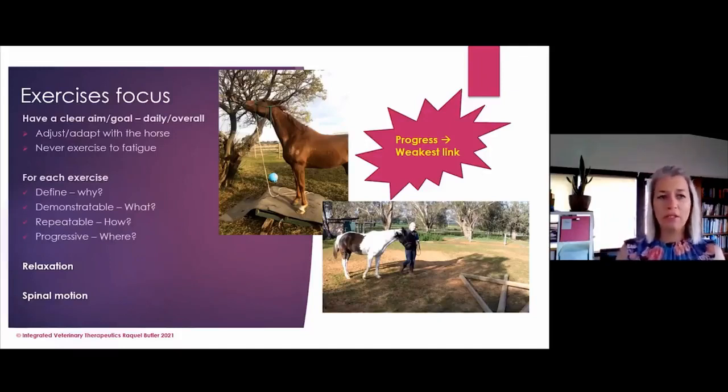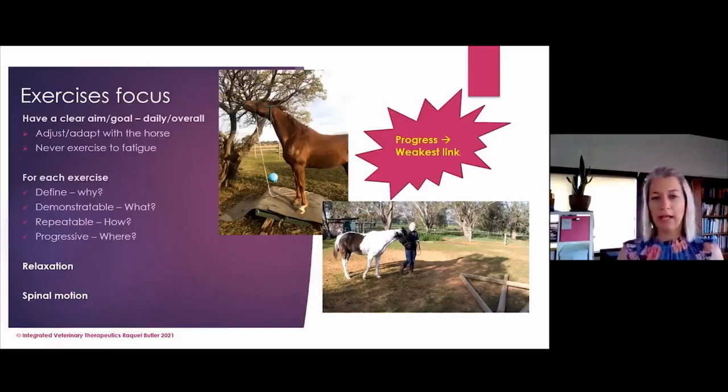For each exercise, we want to define why we're doing it. We want it to be demonstrable, so we want to know what exactly we're doing. We want to know how we're going to repeat it and how it's done. And we want to know where we're going to progress it to. So defining all those aspects of the why, the what, the how, and the where of the exercises enables you to understand the progression and the aim of those exercises.